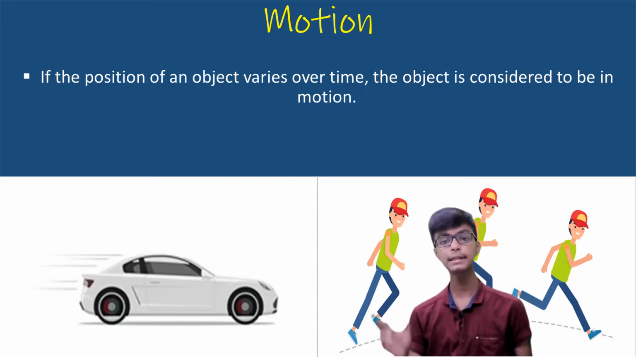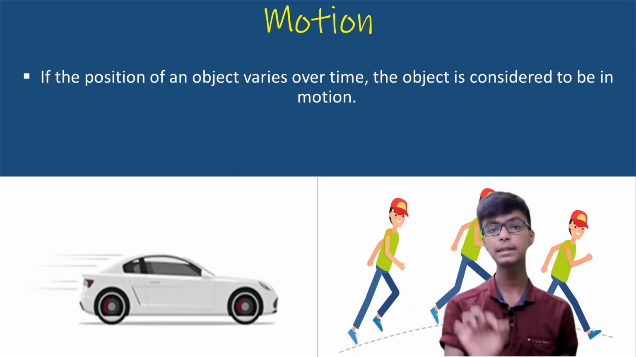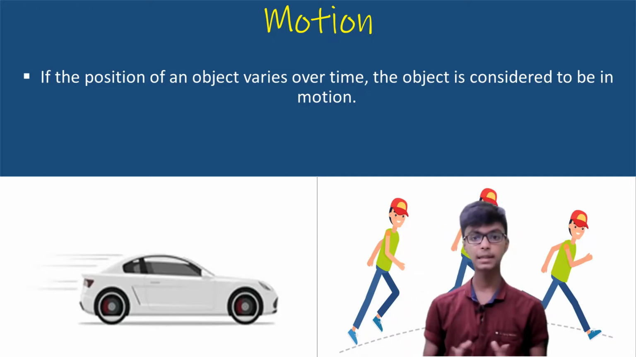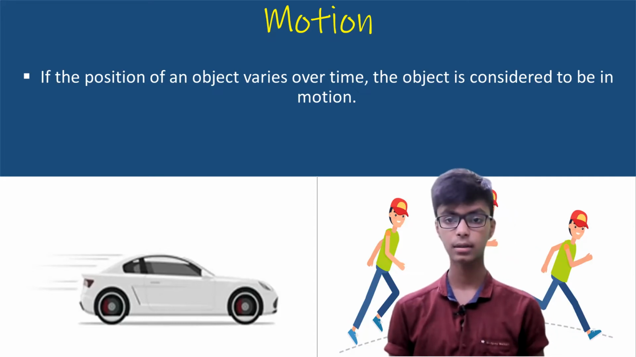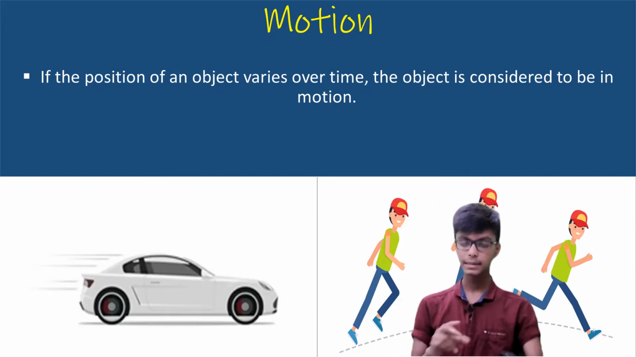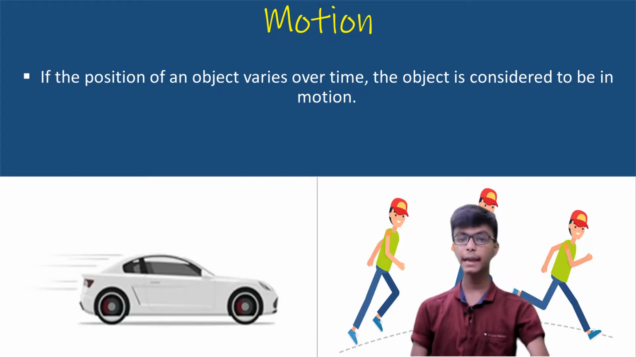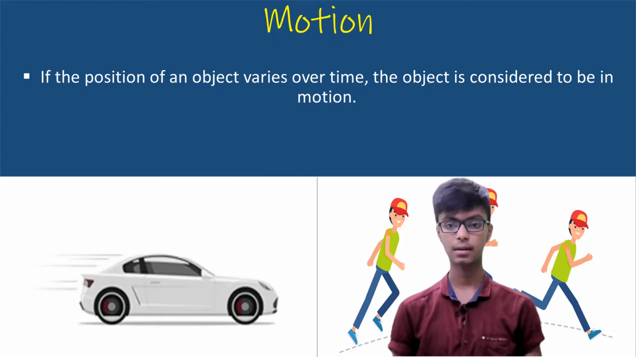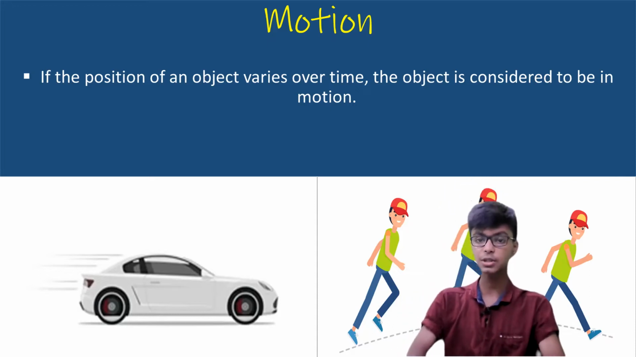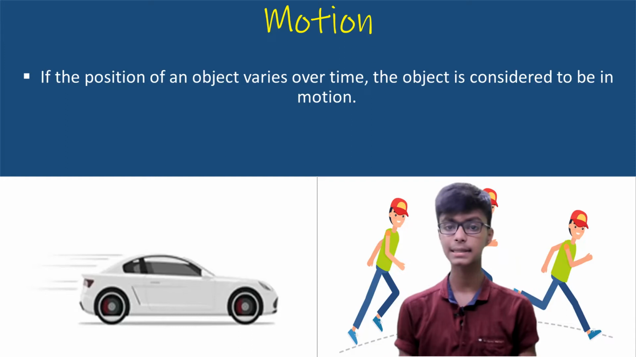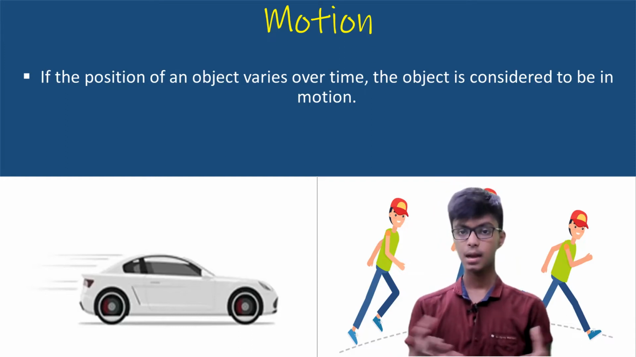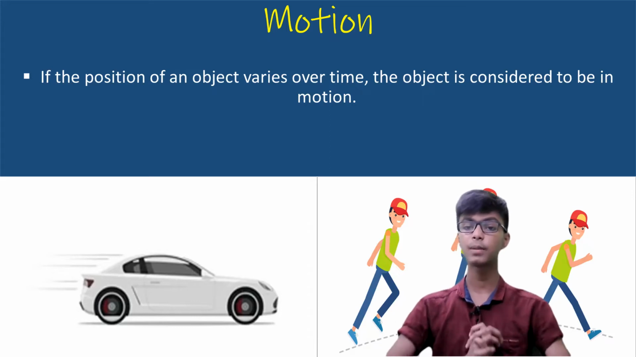So we can consider that the object is in motion. That object is moving. Suppose I am just here, then I move forward or backward. My position changes over time. Suppose at 850 it changes to here, and at 851 I am here. So my position changes. This thing is known as motion, that is, that object is considered to be in motion.